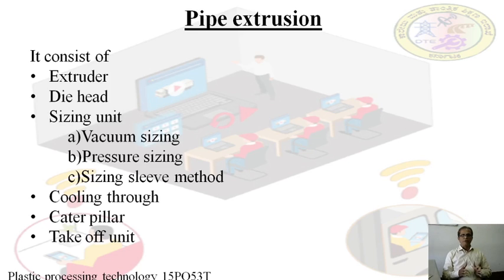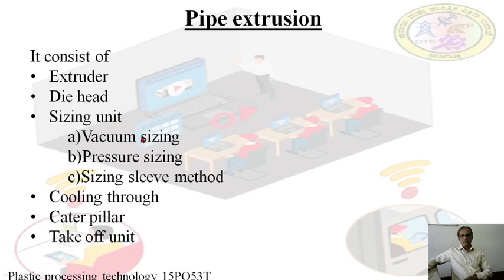But a very common feature of the extrusion process is that this manufacturing line consists of an extruder and a die head and sizing unit, vacuum sizing, pressure sizing, sizing sleeve, cooling trough, caterpillar, takeoff unit. These are the various parts of the machine. The extruder is very important along with the die. The sizing unit is also important in order to maintain the proper size of the pipe.